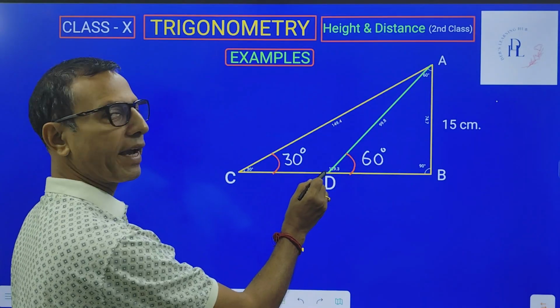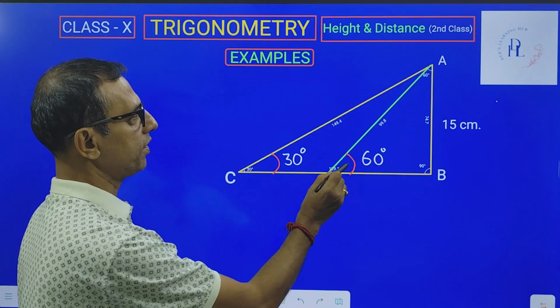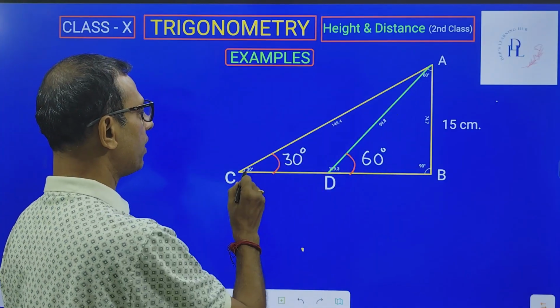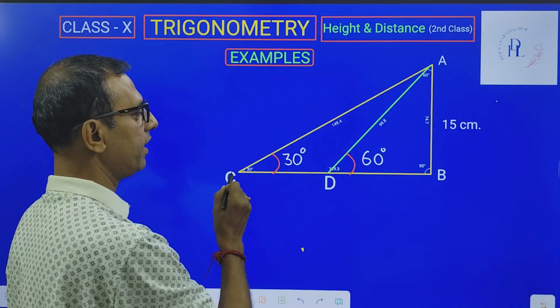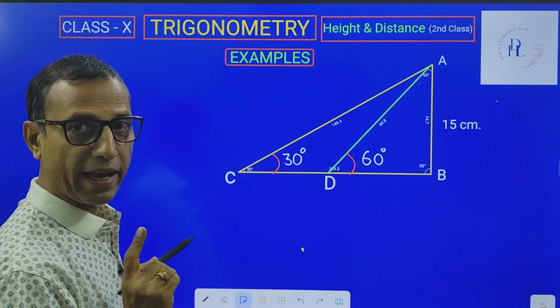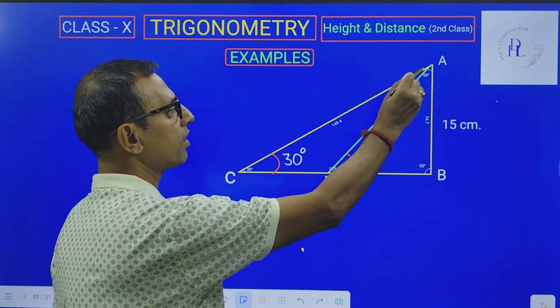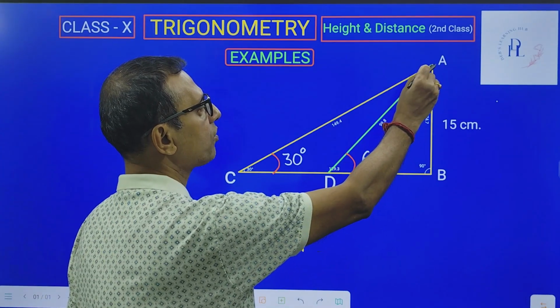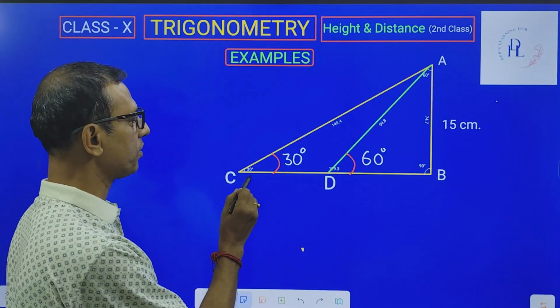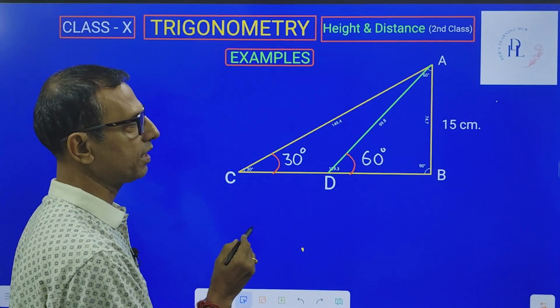At point D, the angle of elevation, that is 60 degree. ADB is 60 degree, that is given. And angle of elevation at point C, that is ACB, that is 30 degree, that is given. These two are given angle wise. And another value is given, the length of AB, that is 15 centimeter. From here, what you need to find out? You need to find out what is the value of CD.